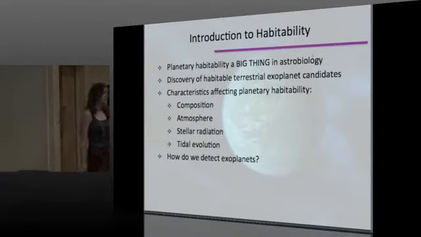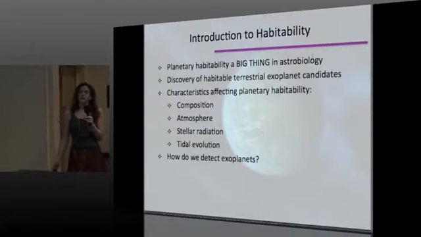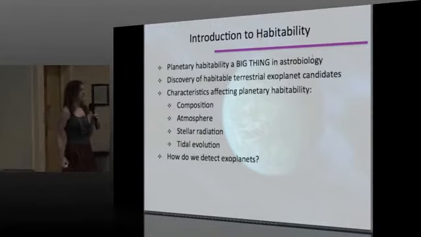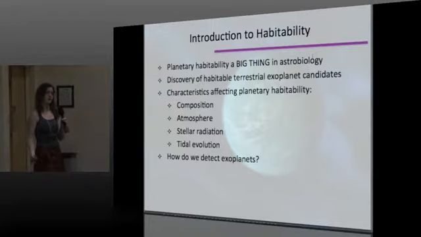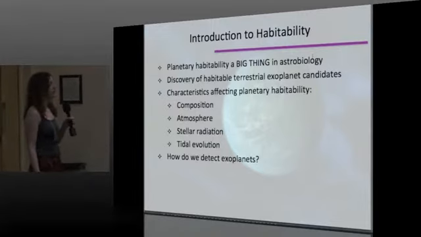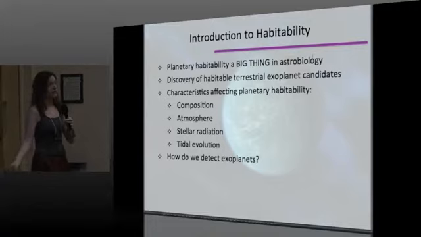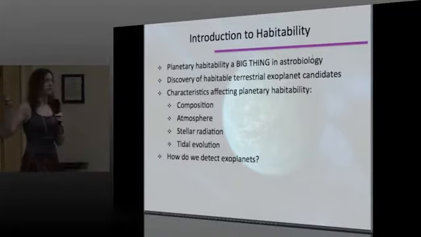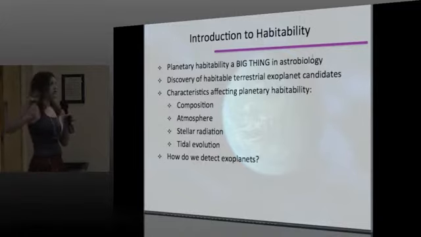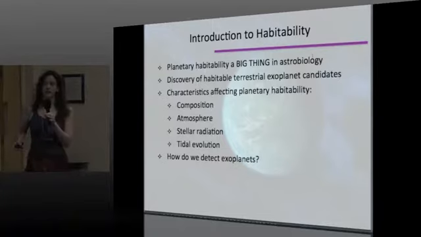So, introduction to planetary habitability. Habitability is one of the biggest things, in my opinion, in astrobiology right now, because we have the Kepler Space Telescope and lots of other things that are helping us to find these exoplanets. So a big question is, how would we be able to tell whether or not these exoplanets that we're discovering are habitable? There are a variety of characteristics that affect planetary habitability, including composition of the exoplanet, any atmosphere, stellar radiation, tidal evolution. I'm not going to get to all of those, but just so you know that they do exist and they are a factor in planetary habitability.